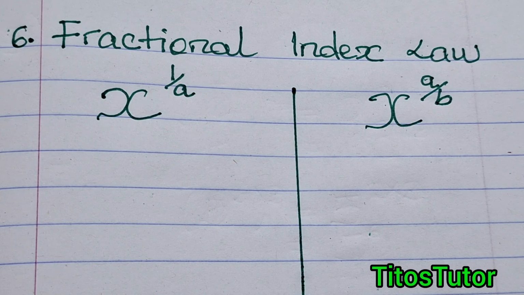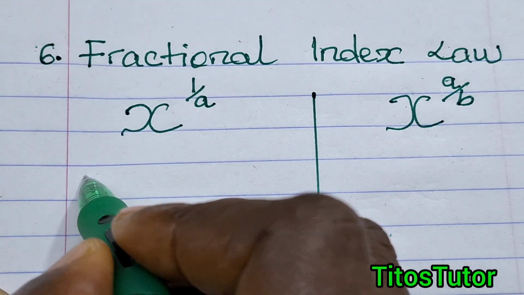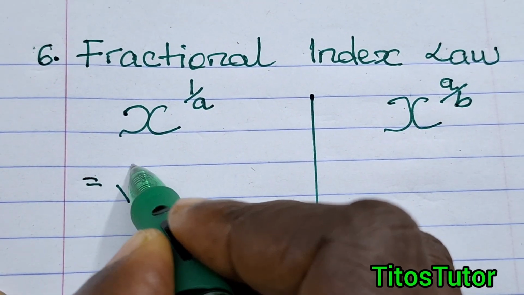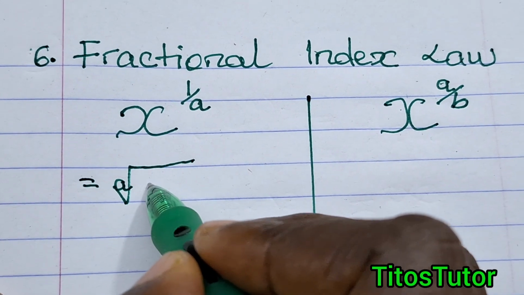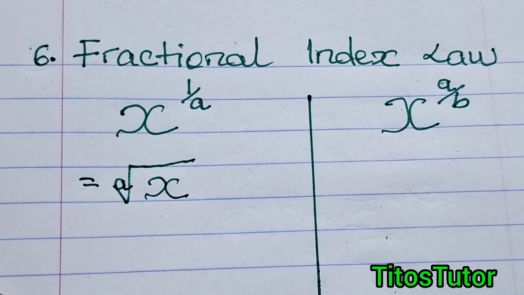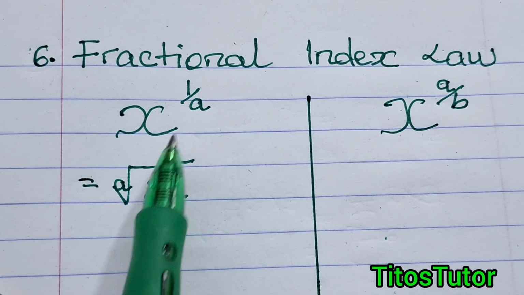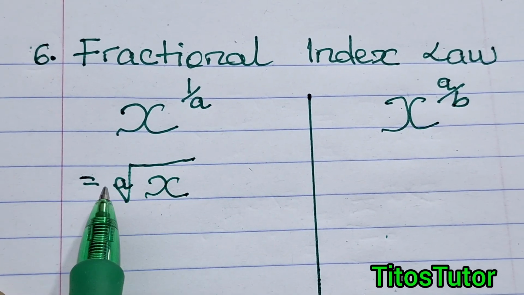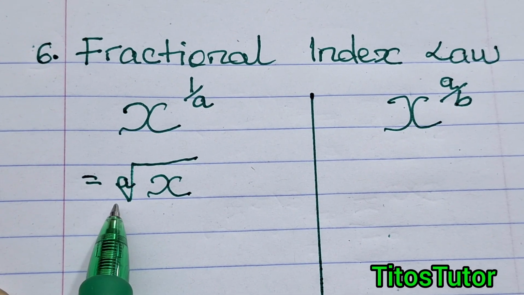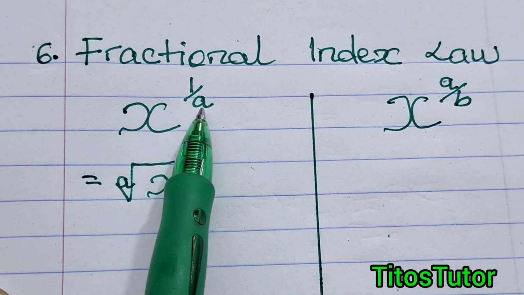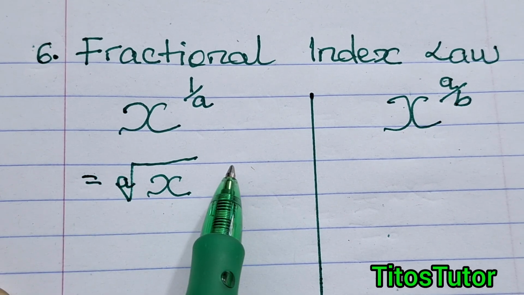Okay, so if your numerator is 1, all you need to do is take a root of your x, where the denominator is the root. Can you see? The denominator is the root. If it's 2, it will be square root. If it's 3, it will be cube root. If it's 4, it will be fourth root. So that's how it works. Do a root of the denominator and your base is inside and you're done, right?